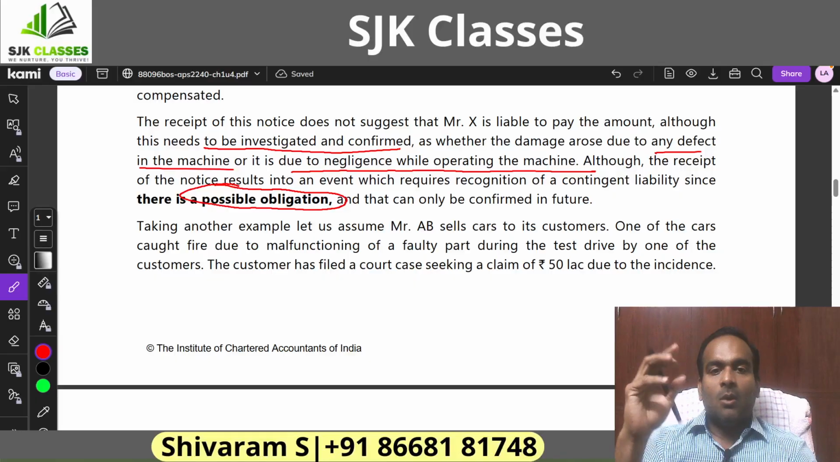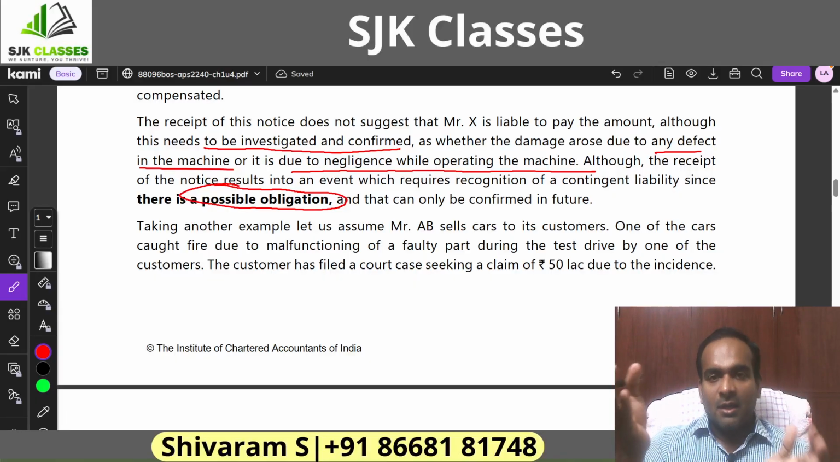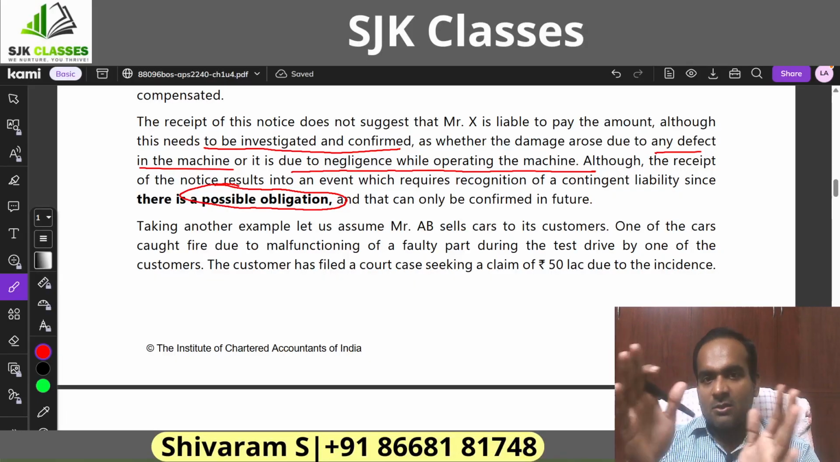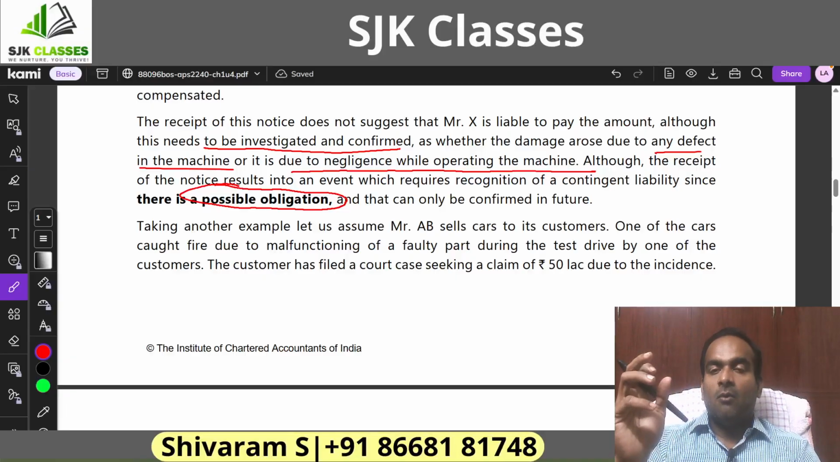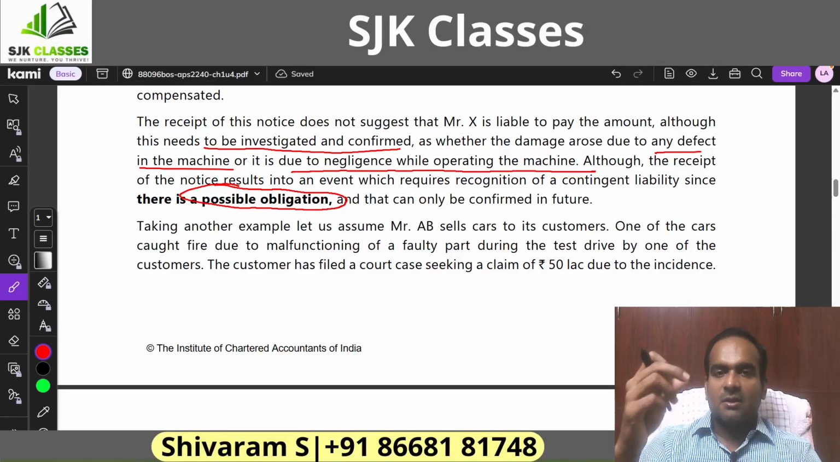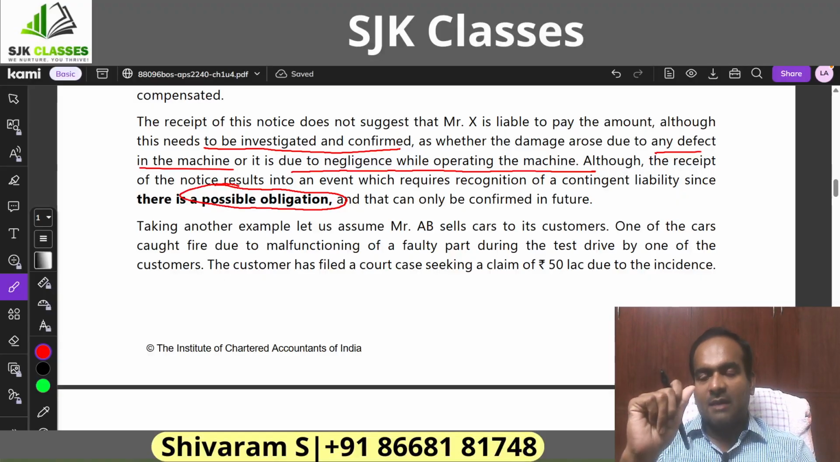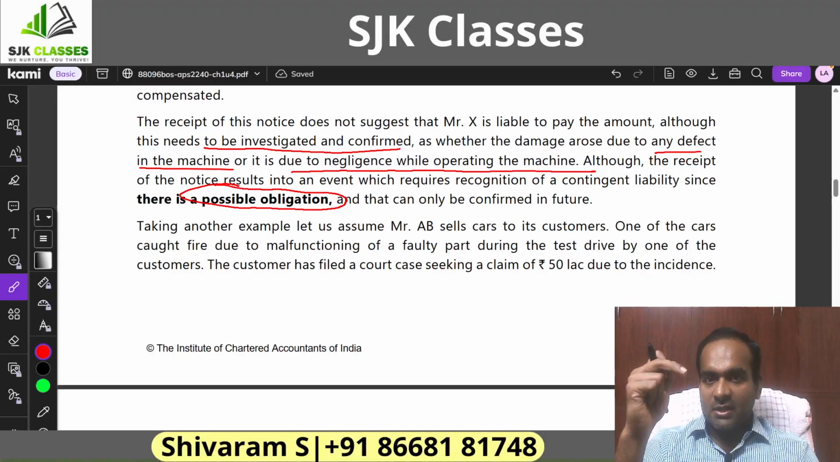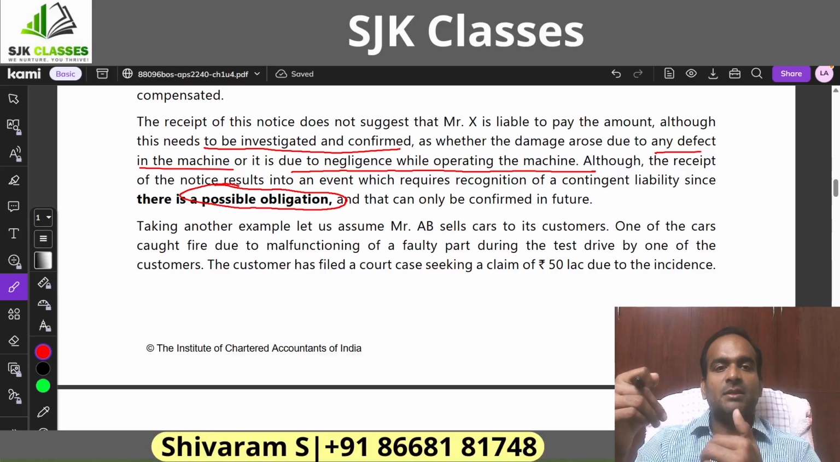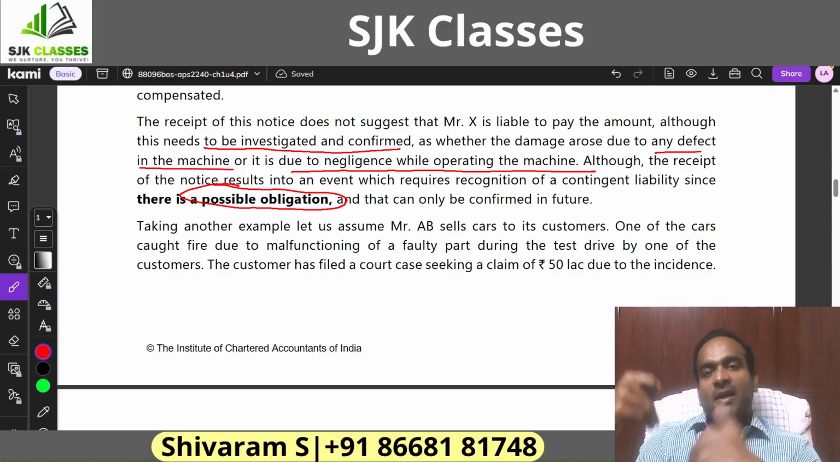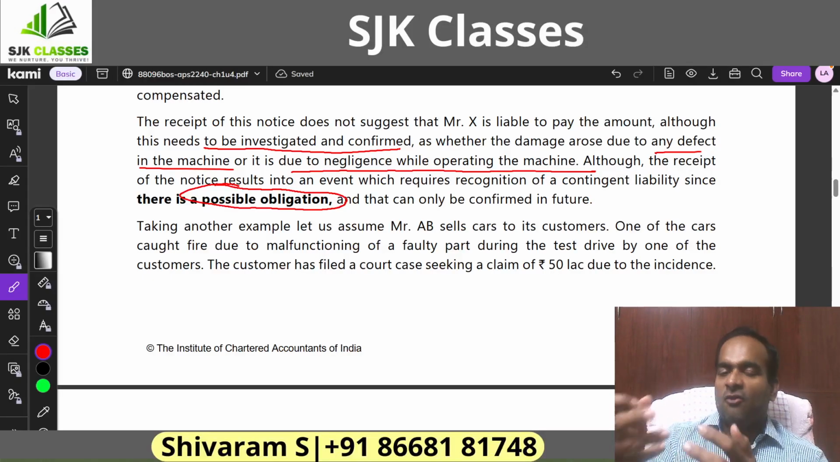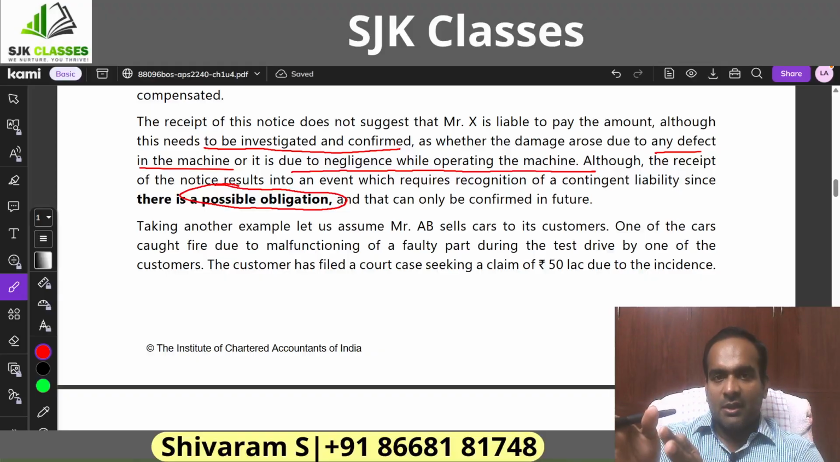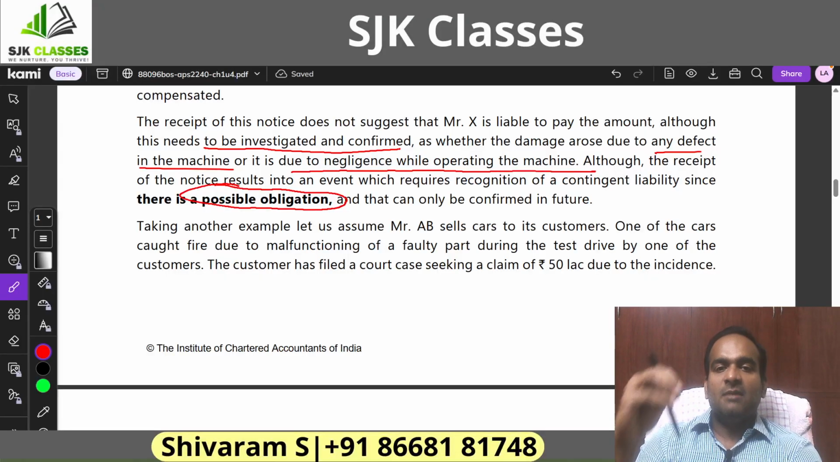And what is the disclosure of contingent liability? Contingent liability will not be recorded in the books of accounts, meaning in the financials. In the financials, I will not show contingent liability. Then what will I do? Contingent liability will be shown as an off balance sheet item. What is the meaning of off balance sheet? Outside the balance sheet, in notes to accounts, I will give a disclosure saying that the firm is liable for so much amount to so and so person.